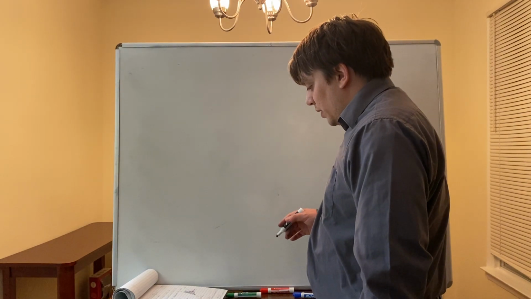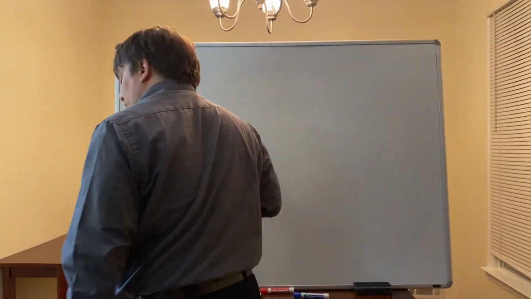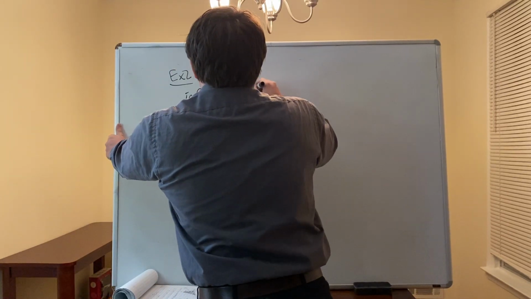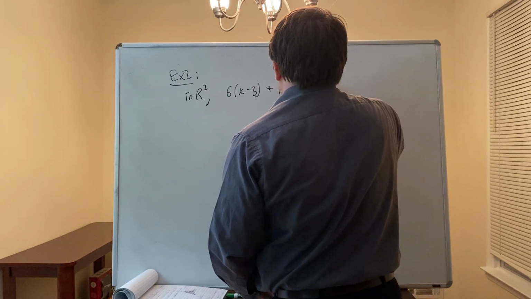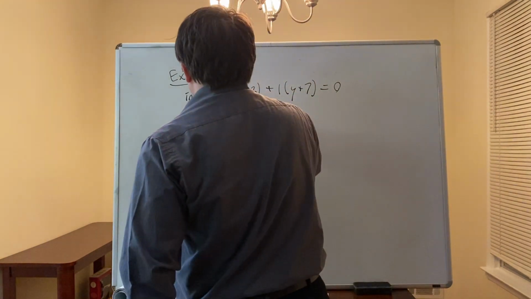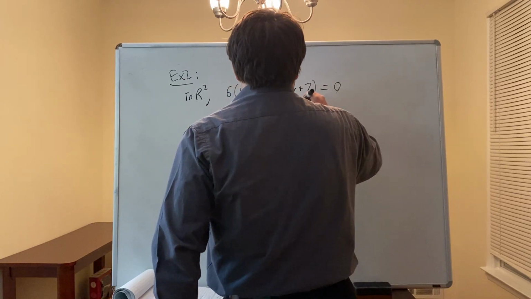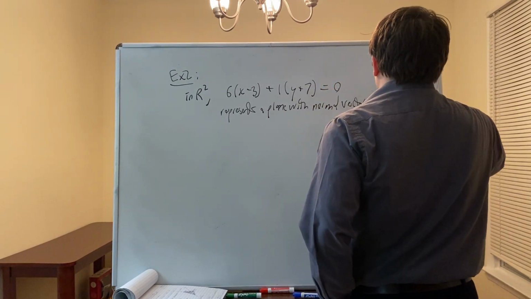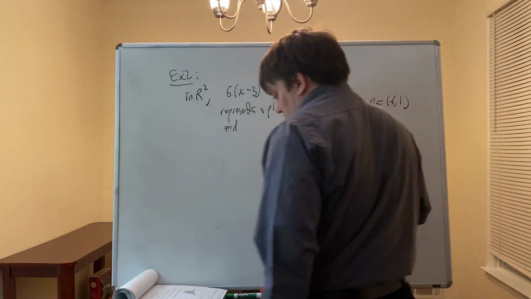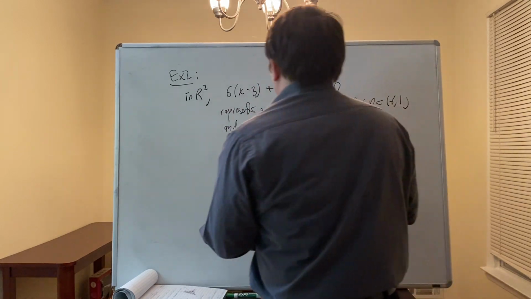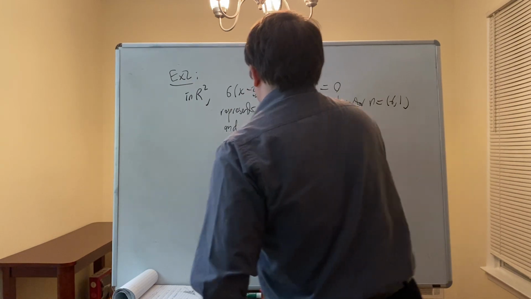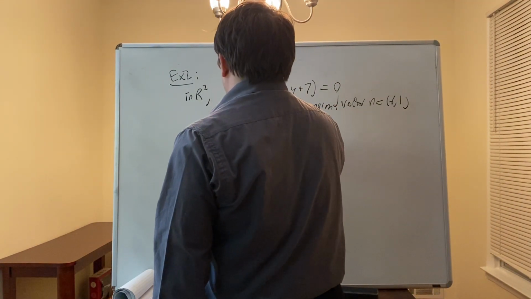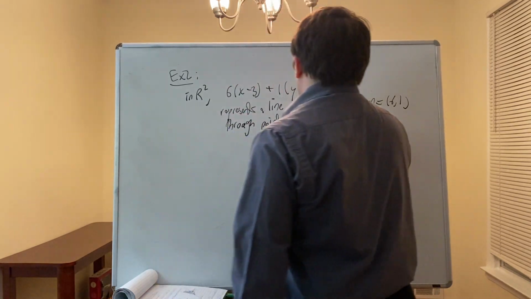So let's do an example. In example 2, in R2, 6 times x minus 3 plus 1 times y plus 7 equals 0 represents a line with normal vector n equals 6 comma 1 through the point 3 comma negative 7. So this point is on the line.